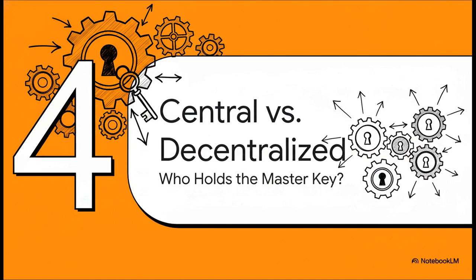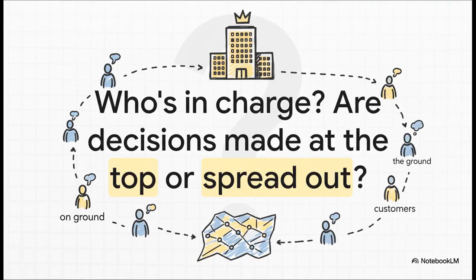Okay, let's switch gears and talk about the flow of power. See, it's not just about the shape of the structure, it's also about where the big decisions are made. In other words, who holds the master key? This is a fundamental question every business has to answer. Think about a huge fast food chain, like McDonald's. Does a local store manager get to create a brand new burger, or does that decision have to come all the way from corporate headquarters?